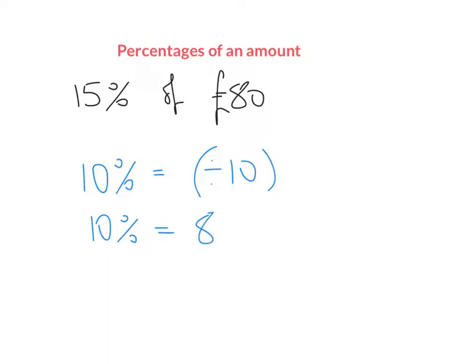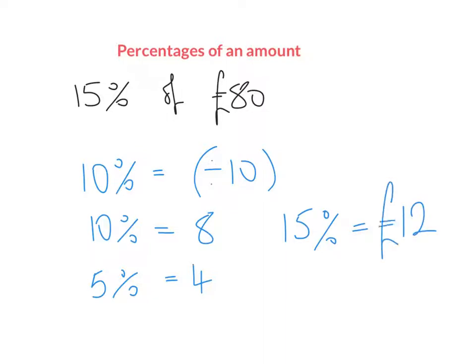Now if I know what 10% is, 5% is just going to be half of that, and that's because 5 is half of 10. So that means 5% is 4. Now if we add those two values together, 10% plus 5% is 15%, which means that 15% is 8 plus 4, which is 12. Now make sure we write in pounds. So there's the first question done.